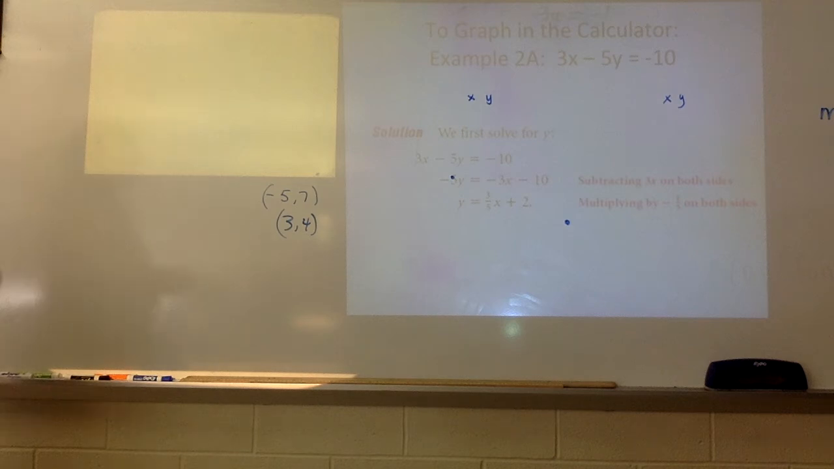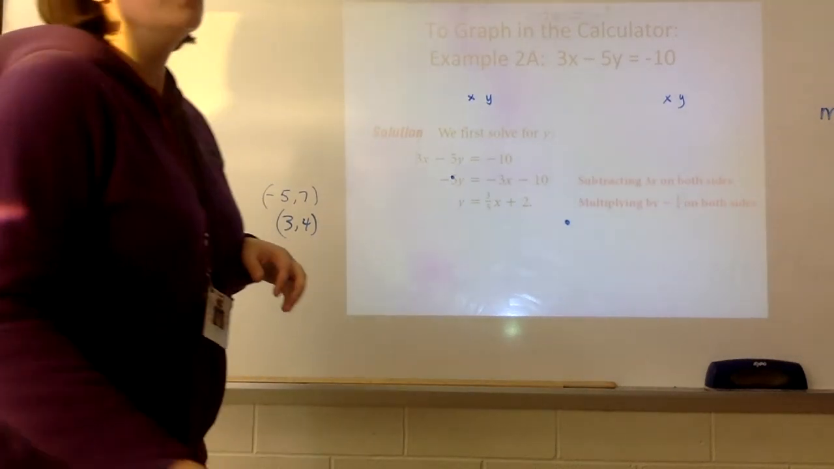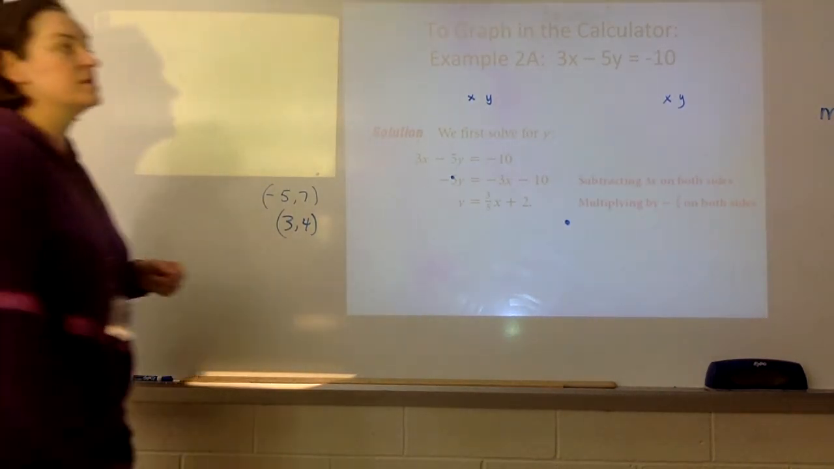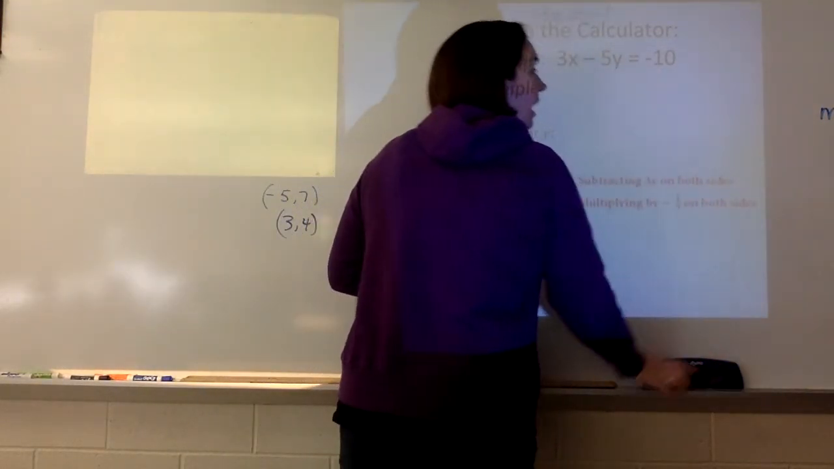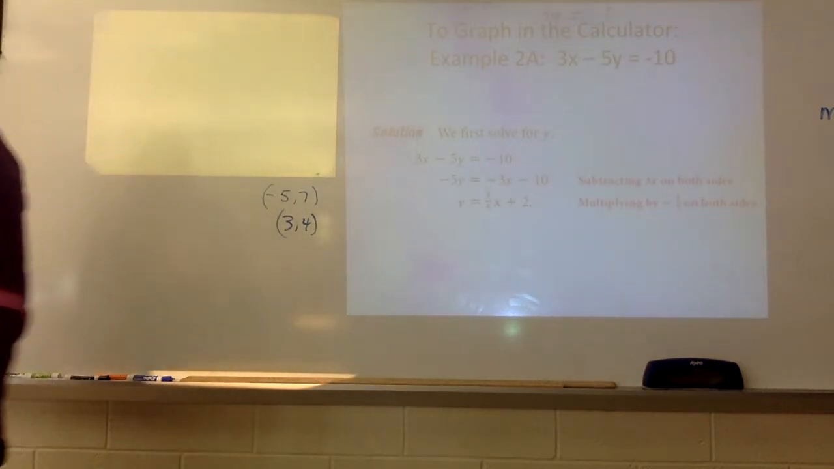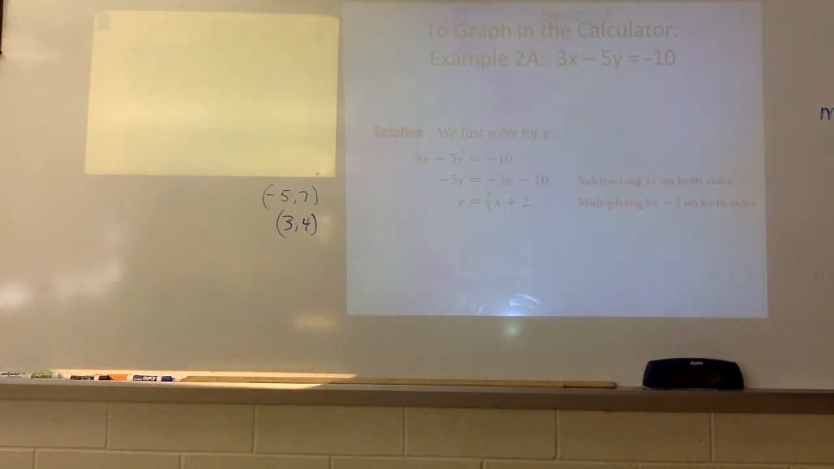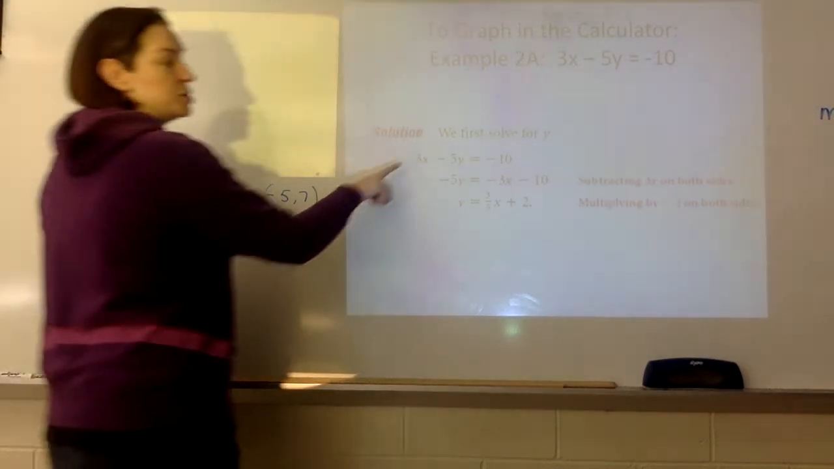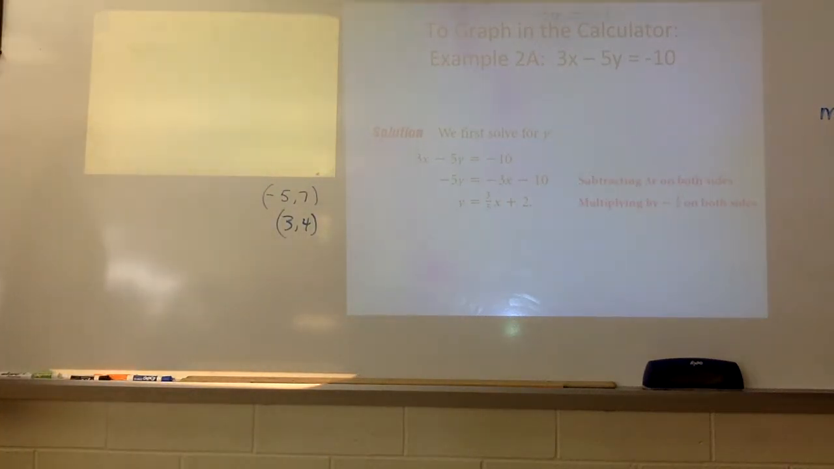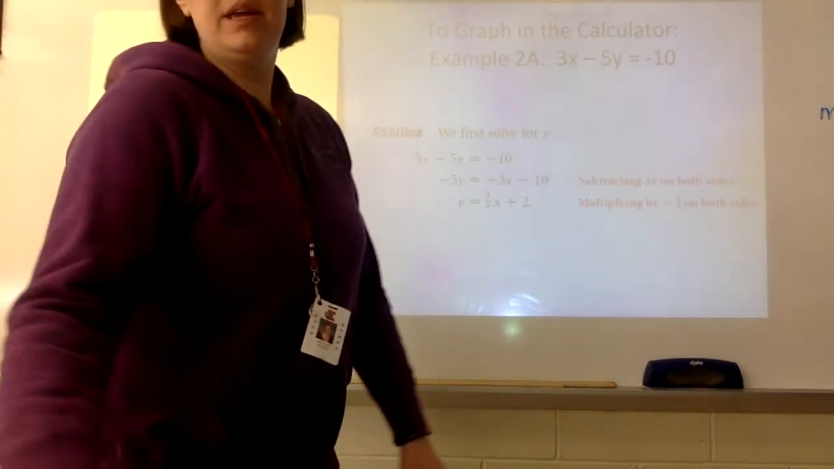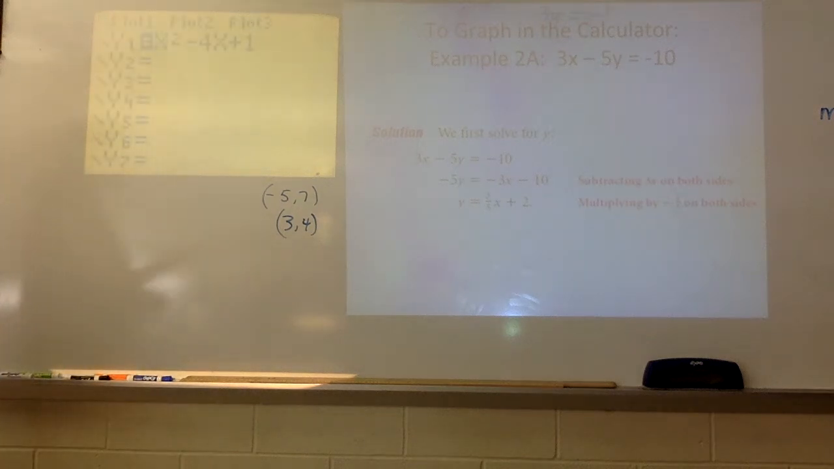All right, so now let's jump into starting to graph. If you look at our first example, the first example says to solve 3x minus 5y equals negative 10. The only way to graph in the calculator is to put it in y equals form. Okay? Y equals form. So you have to solve by hand. All equations have to be solved into y equals. And then we're going to go into the y equals button.